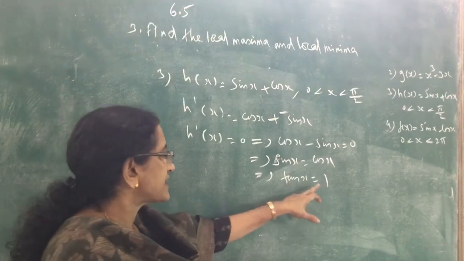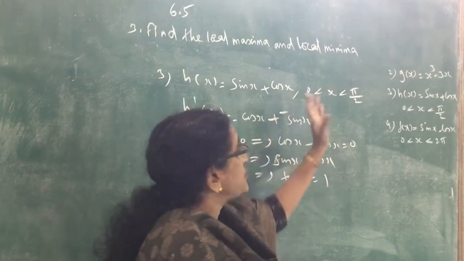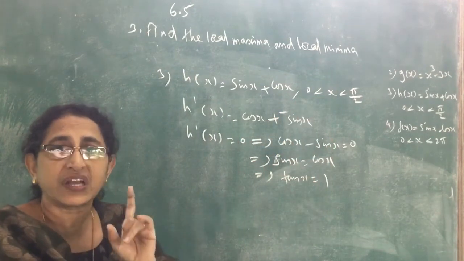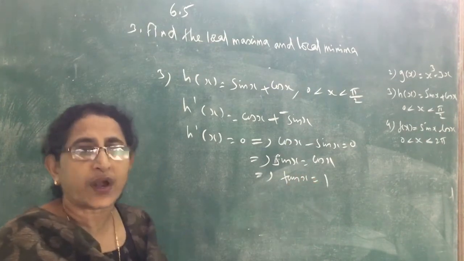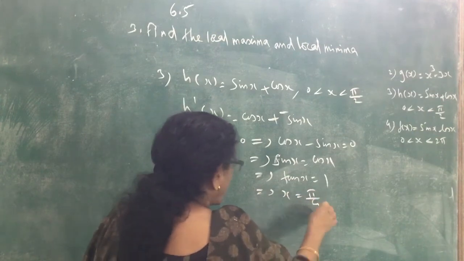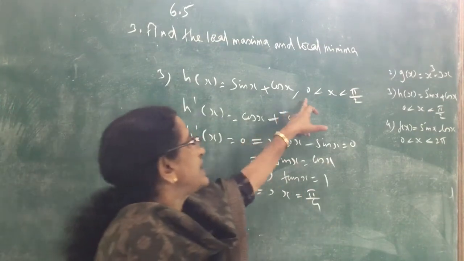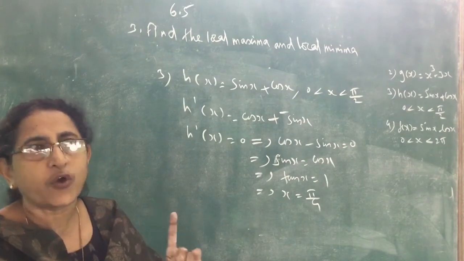So tan x equal to 1 means x equal to pi by 4. In the range between 0 and pi by 2, there is only one value, x equal to pi by 4, satisfying tan x equal to 1. So we got x equal to pi by 4, only one value for x.